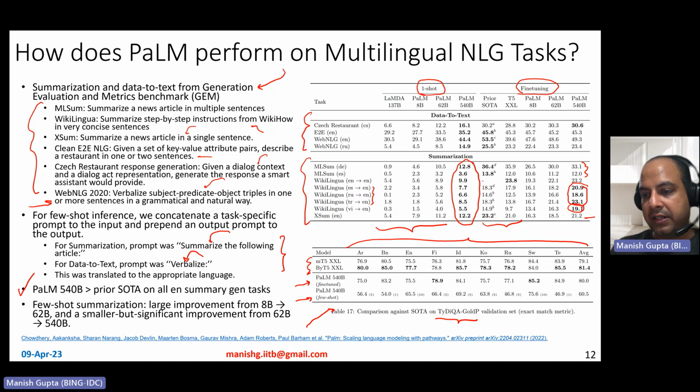But what you also nicely see here is that although ByT5 is better on average, the PaLM 540 billion model is clearly way better compared to the mT5 model. Compared to the mT5 model, at least, PaLM is actually much better.